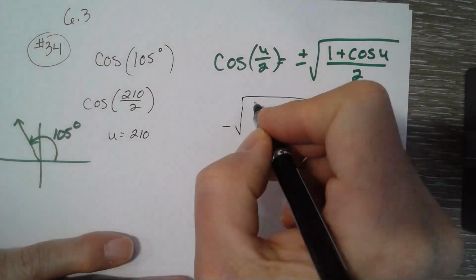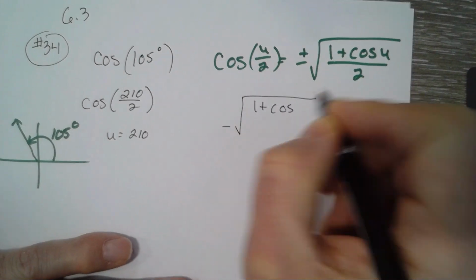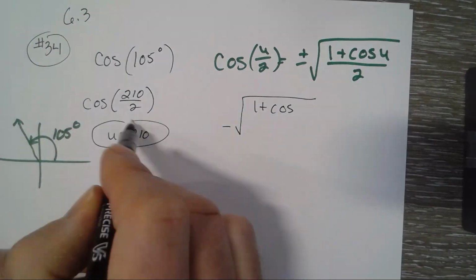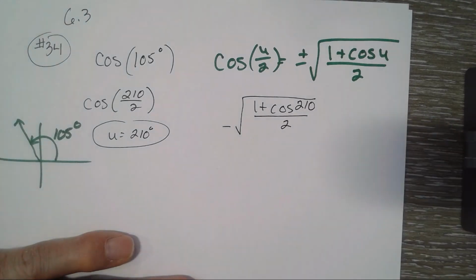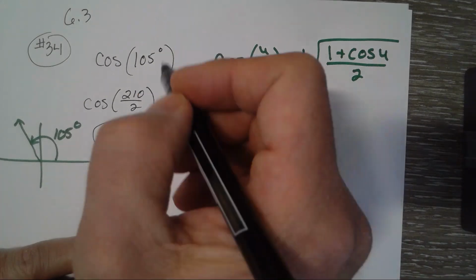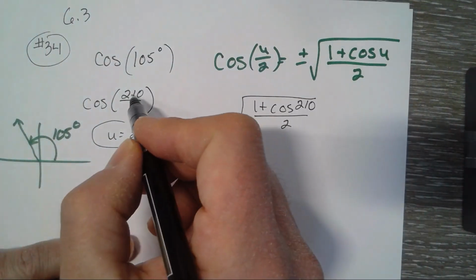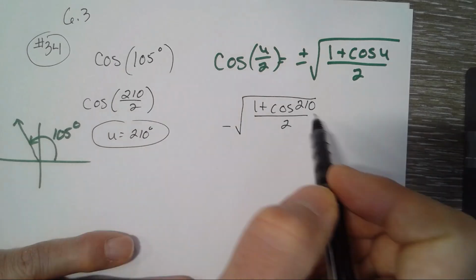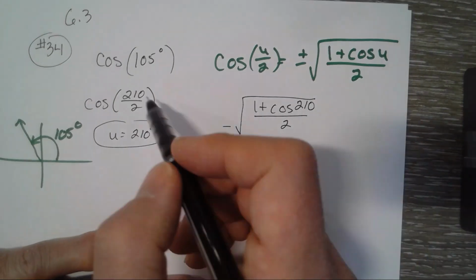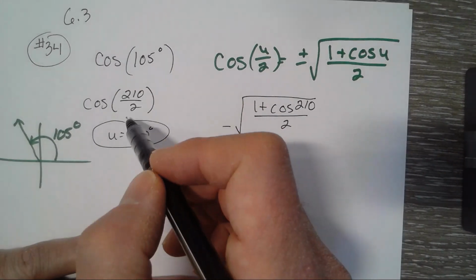1 plus the cosine of u, which we said is 210 degrees, over 2. Okay? And this is u over 2, so that's why we made 105 into 210 over 2, because we know how to find the cosine of 210. So we change 105 to 210 over 2.